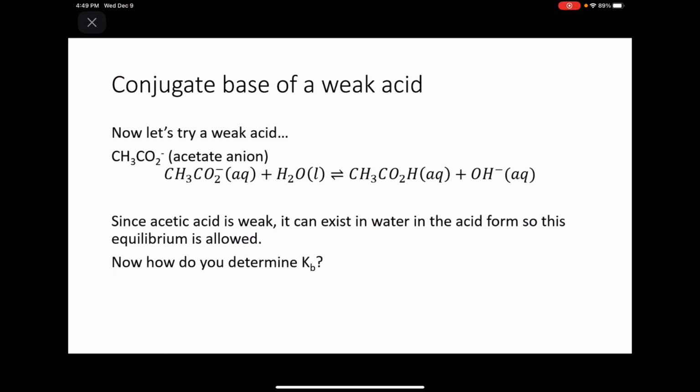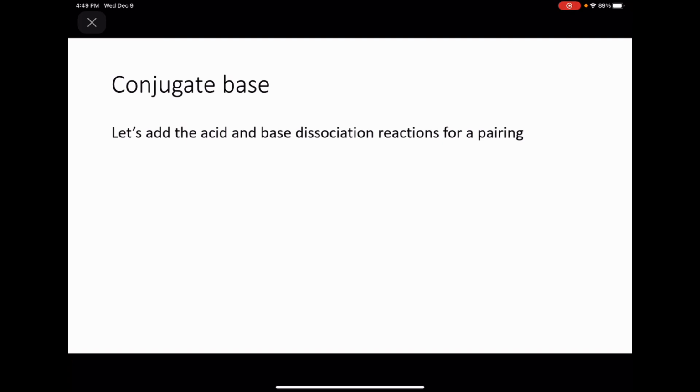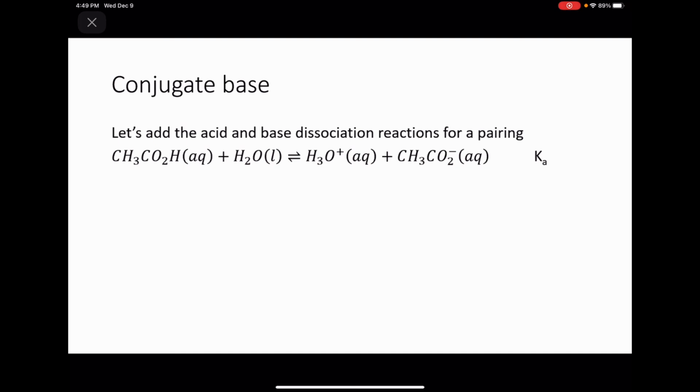So how would we determine the Kb of this reaction? So let's use water. Again, we had talked about this in the last video. So let's add the acid and base dissociation reactions, and this is just for the heck of it at this point, for a conjugate acid-base pair. So we'll take our acid dissociation of acetic acid, which is shown here.